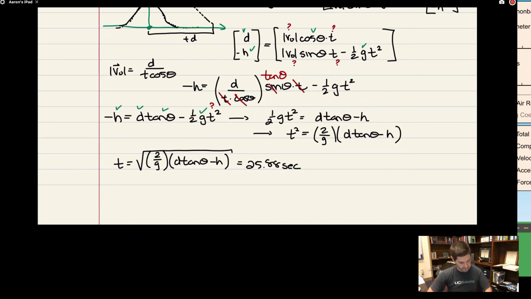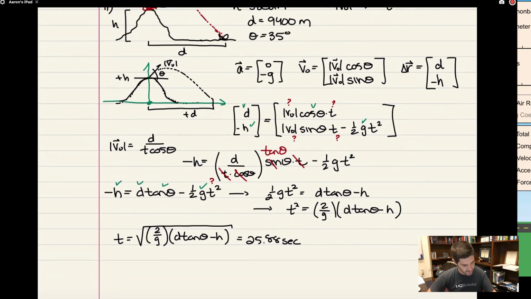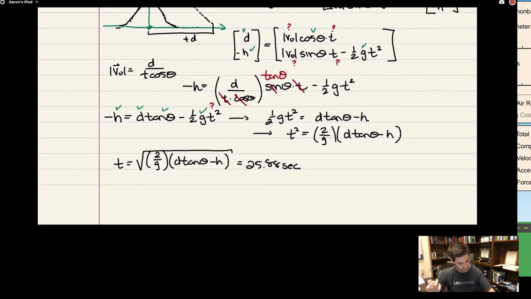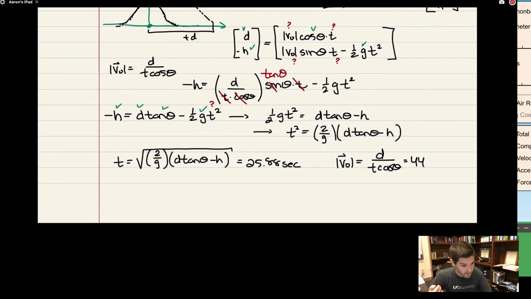And now why is that helpful? Because the expression we have up here is now fairly simple in terms of things we know, like d, theta, and now our new lovely variable, t. So then the speed, which is just d over t cosine of theta, I know everything. I can plug that in. I get 443.2 meters per second.